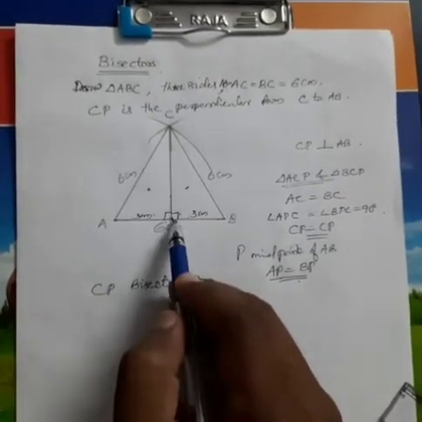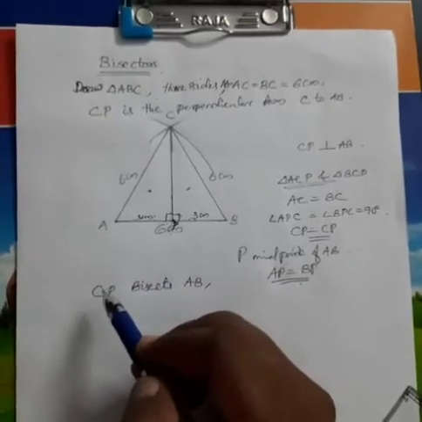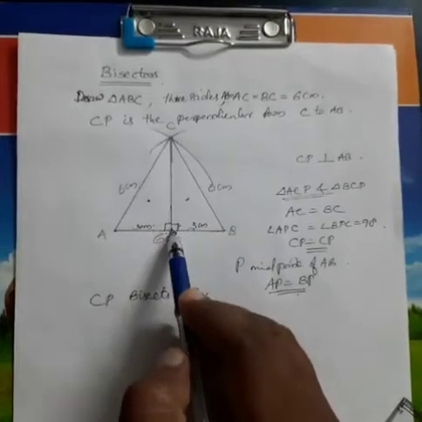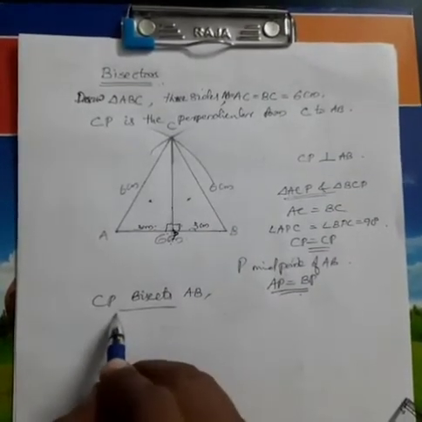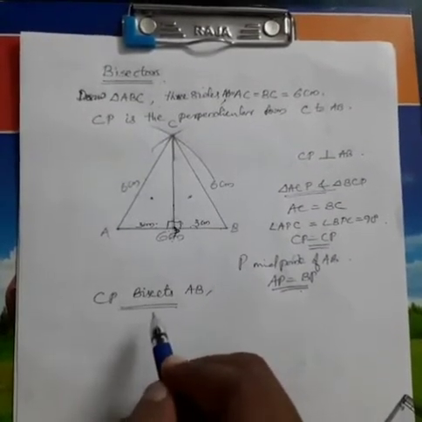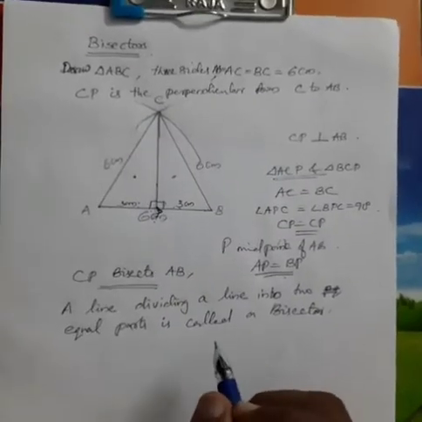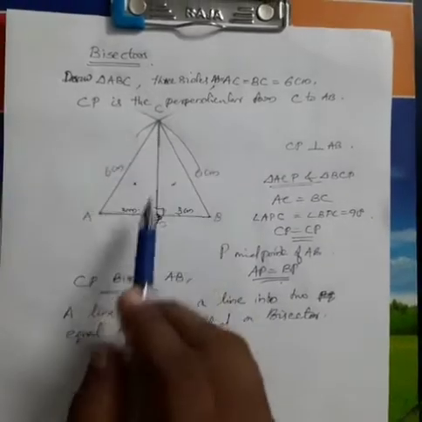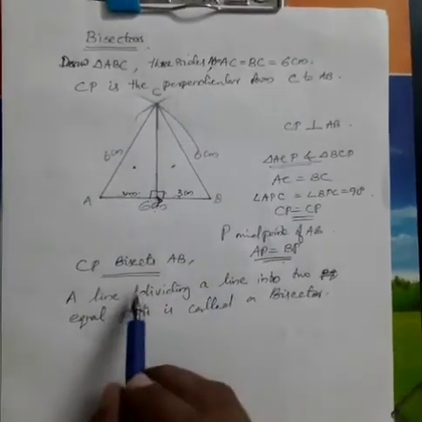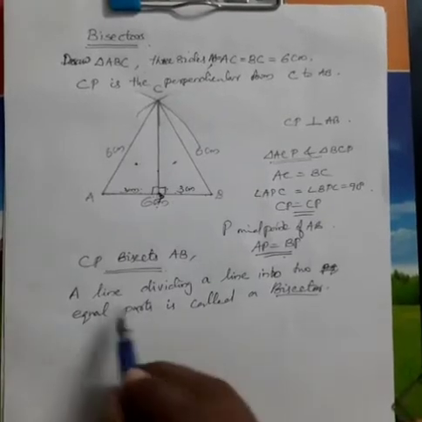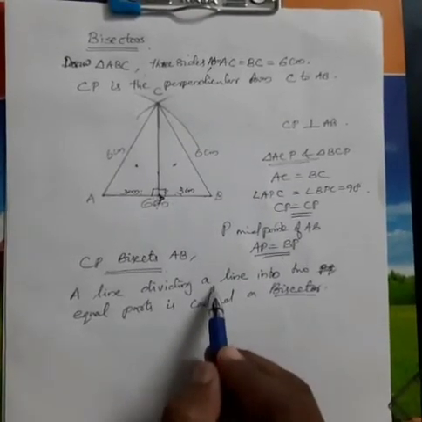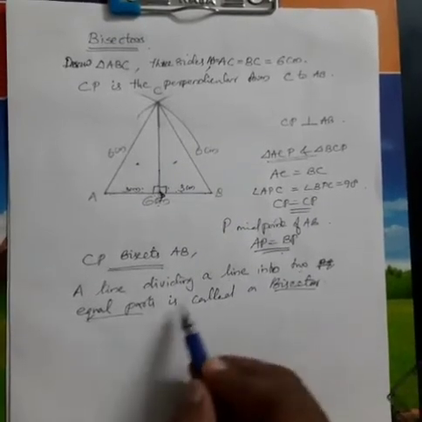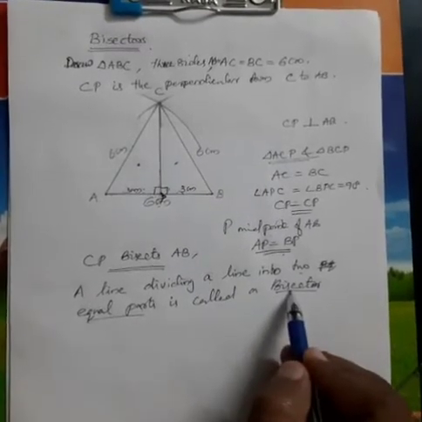So it should be cut into two sides. So this AB line is cut by CP. So we can say CP bisects AB. So here the line AB is divided into two parts. So that is called a bisector. A line dividing a line into two equal parts. Dividing the line into two equal parts is called a bisector.